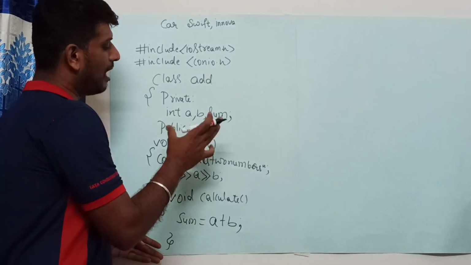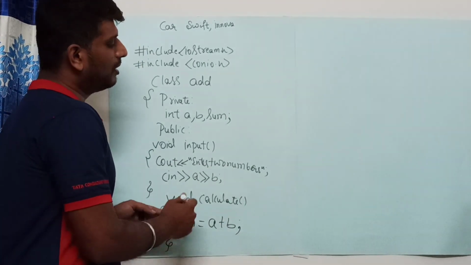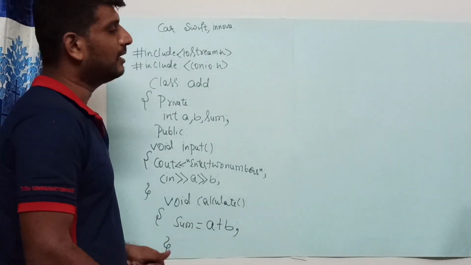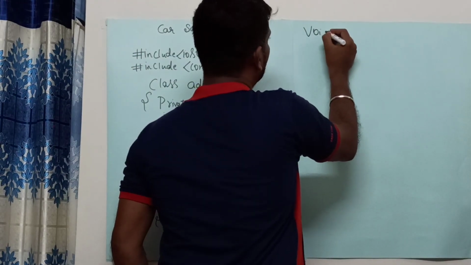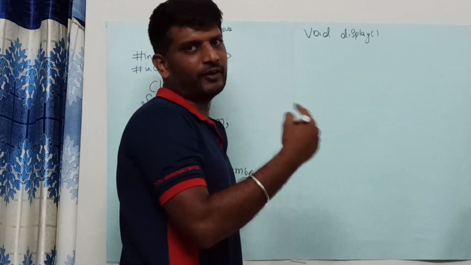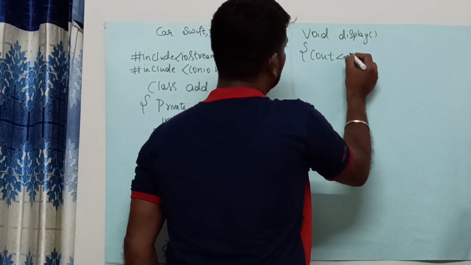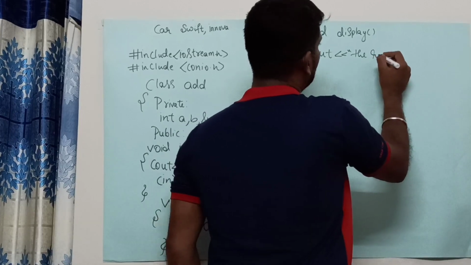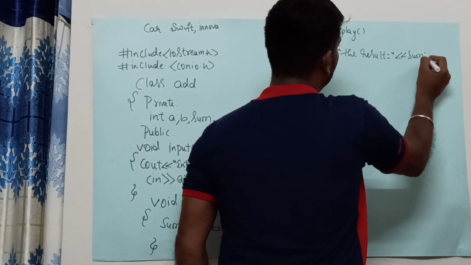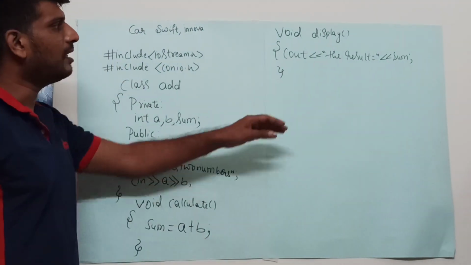Now I have done the input function and I have written the code for the processing. Next you have to display the output. For displaying the output I have to write another function, again void display, or else you can write void output. The function name can be anything. Next I am writing cout the result is equal to sum. Now I have written the input function, the processing, and then the output function.